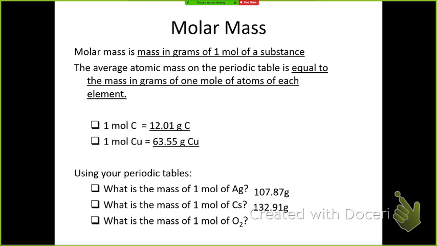Now this third one's a tricky one, because if we were to look up oxygen on the periodic table, oxygen has an atomic mass of 16 grams. But this is O2, so there are 2 atoms of oxygen in each molecule. So we have to multiply 16 by 2 to get the mass of a mole of oxygen molecules.